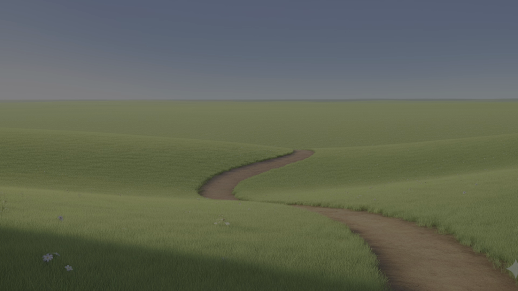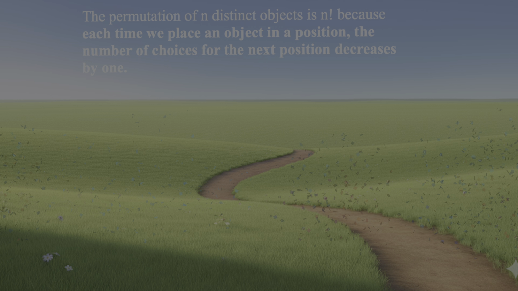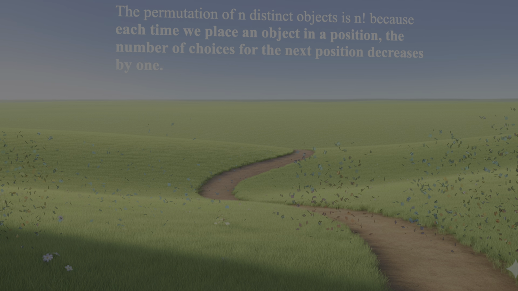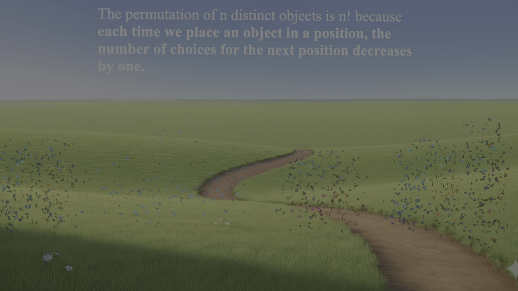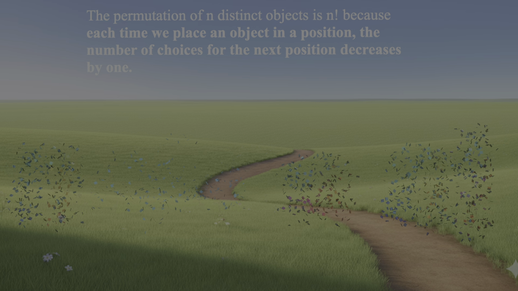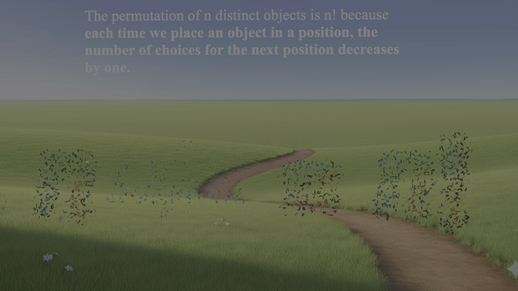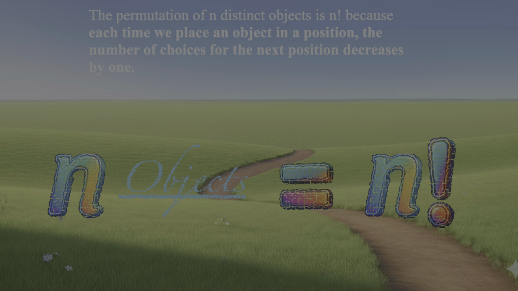Just as arranging 4 objects gives you 4 choices for the first spot, 3 for the second, 2 for the third, and 1 for the last, the same logic applies to arranging n objects. We have n choices for the first position, n-1 choices for the second, n-2 for the third, and so on until only one choice remains for the final spot. Therefore, the total number of permutations is the product of these choices, n times n-1 times n-2 up to 1, which is exactly n factorial.